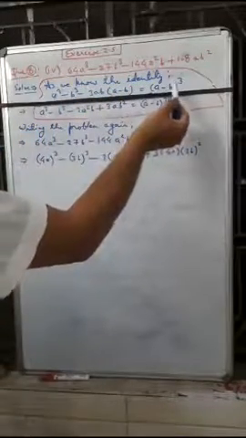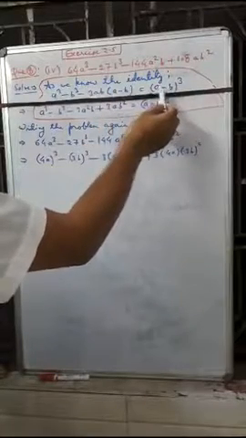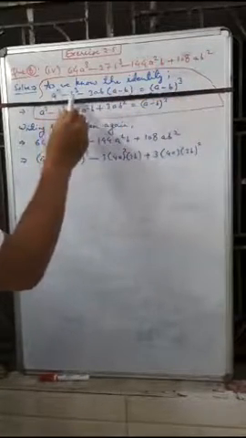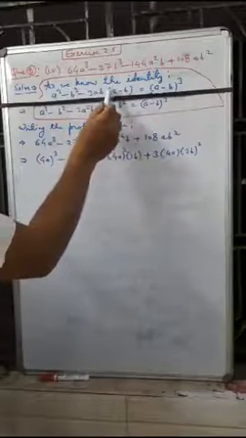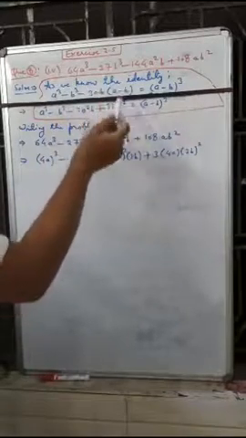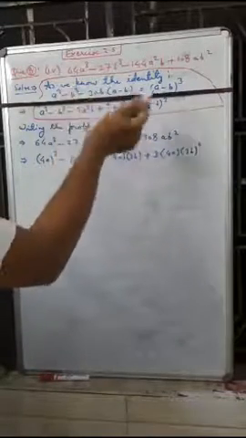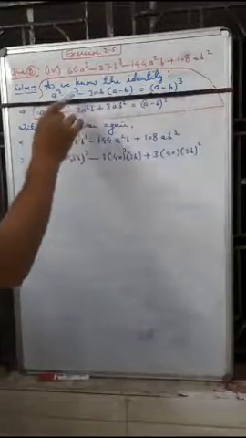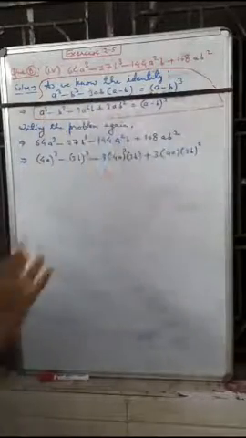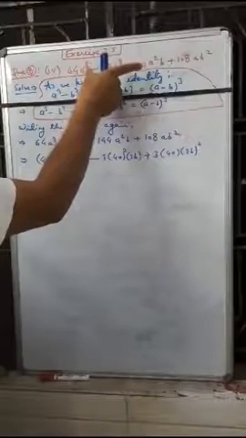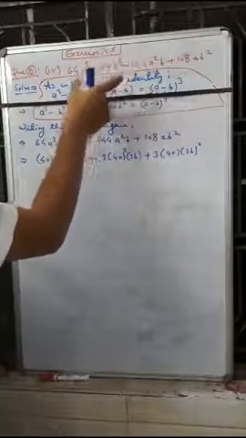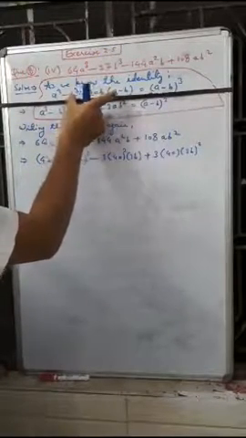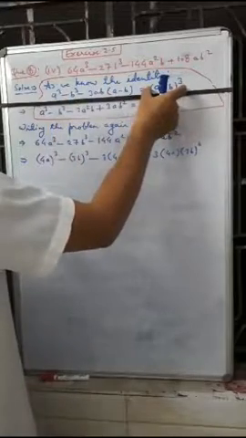So in the previous problem we have written (a minus b) whole cube is equal to a cube minus b cube minus 3ab (a minus b). So you can interchange the sides and write the identity like this, because we have to convert this polynomial into the form of this identity and we can get the solution like this.